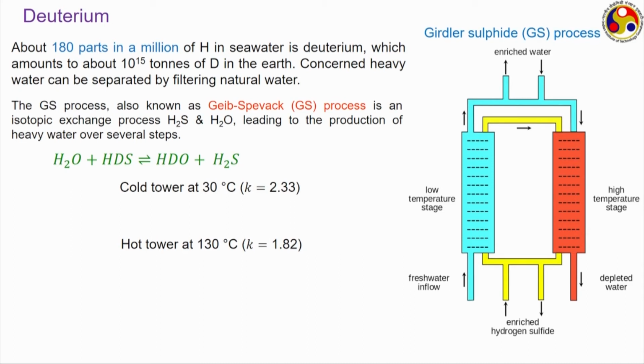Reverse reaction refers to the deuterium from HDO now going back to H2S and the hydrogen from H2S going back to this H2O to form H2O. So, while passing through the cold tower, the fraction of deuterium present in the water increases, while passing through the hot tower that decreases. This you can also say to be an enrichment of water from the heavy water point of view. Here enrichment refers to the fraction of deuterium increasing in water.